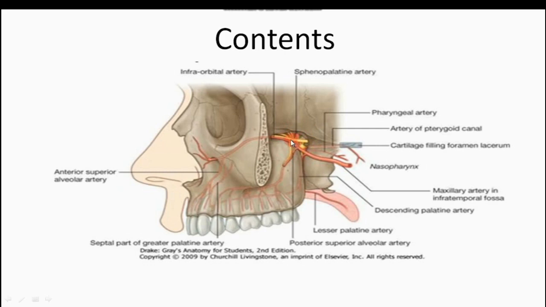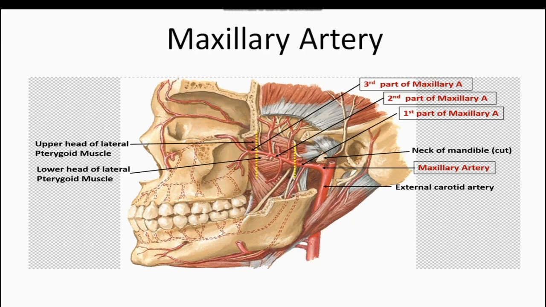First, we say the second division of the trigeminal nerve. So the maxillary nerve is here, the maxillary nerve and its branches. Then the third part of the maxillary artery. And here, see the pointer at this point is the pterygopalatine ganglion. So these are the contents. Clear? Now we will talk about the maxillary artery.